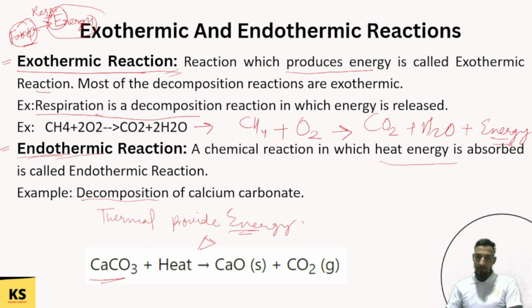For example, calcium carbonate when heated gives us calcium oxide and carbon dioxide. This type of reaction, in which we have to supply energy from an external source, is called an endothermic reaction.